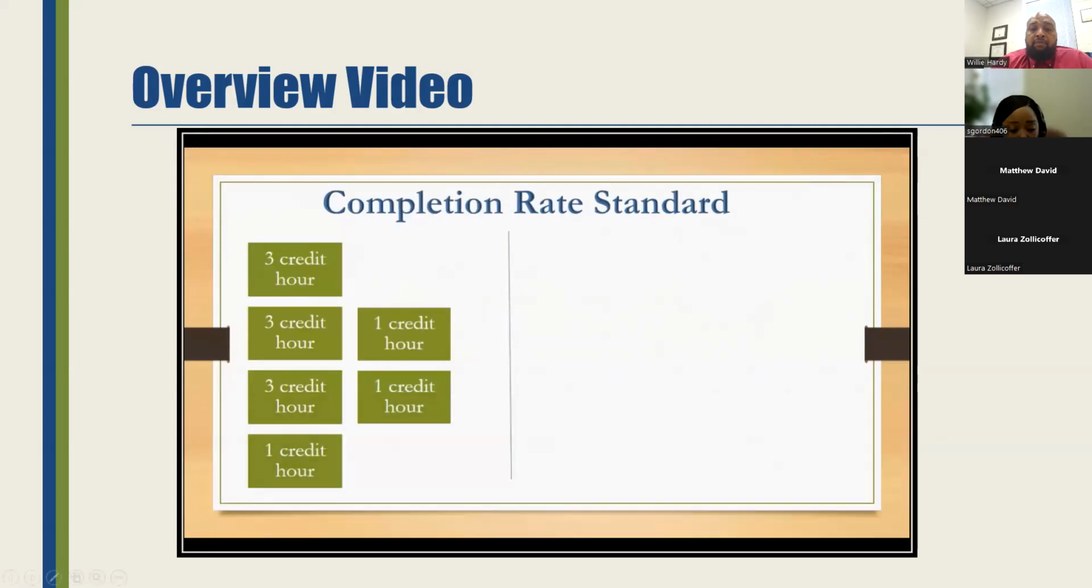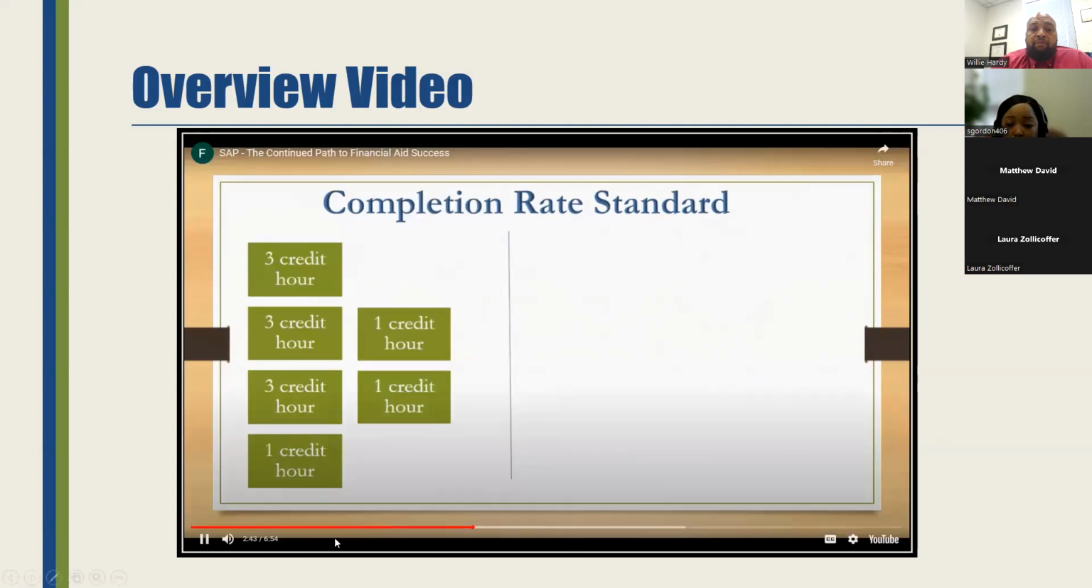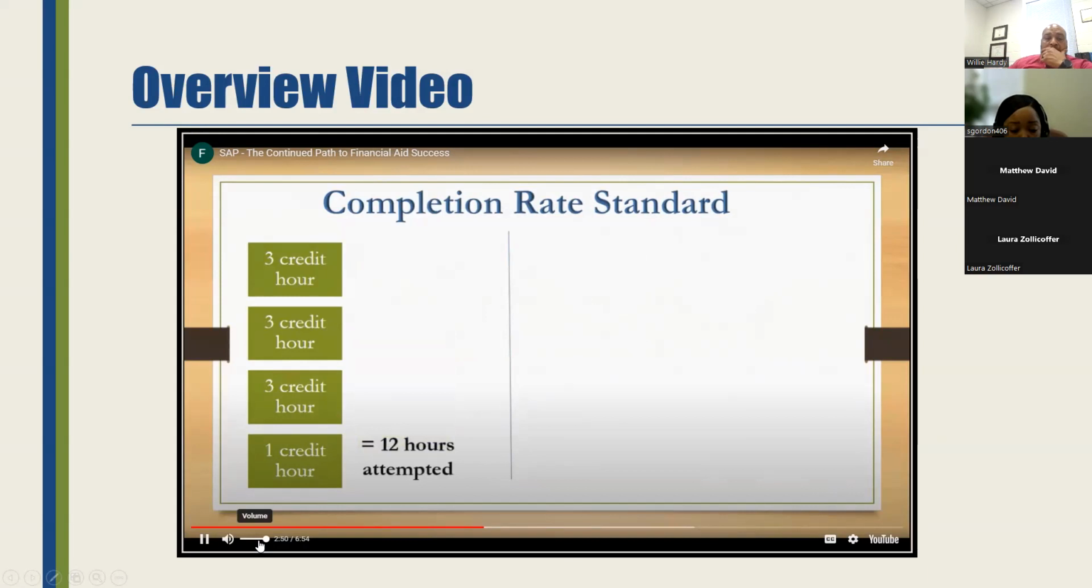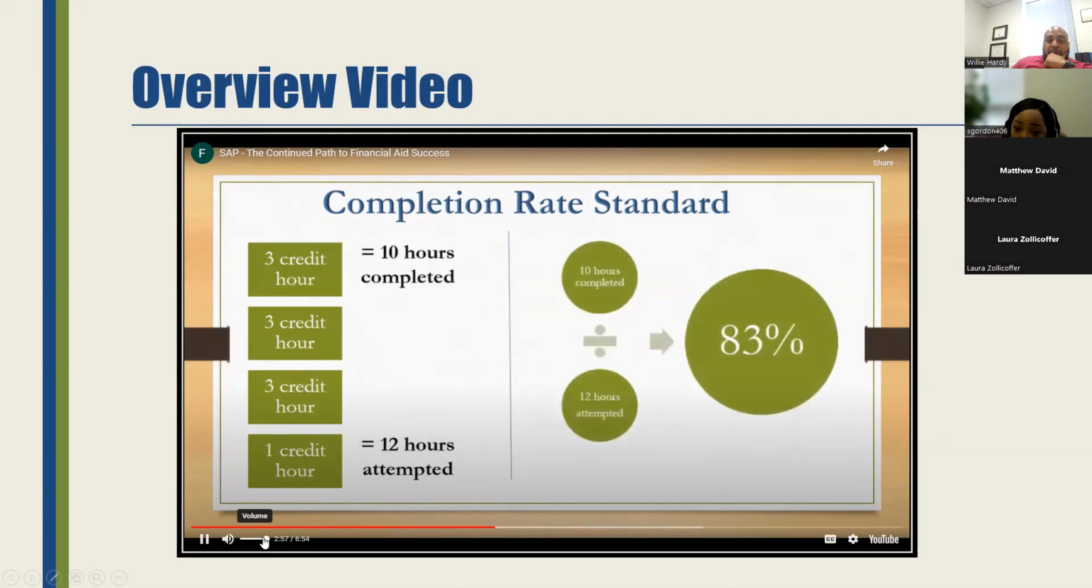Let's look at another example. A student was registered for 12 credit hours for the semester and withdraws or fails 2 credit hours by the end of the term, finishing with 10 credit hours completed. To calculate the completion rate for this student, you take the 10 hours completed divided by 12 hours attempted.